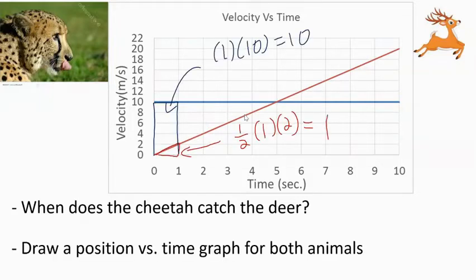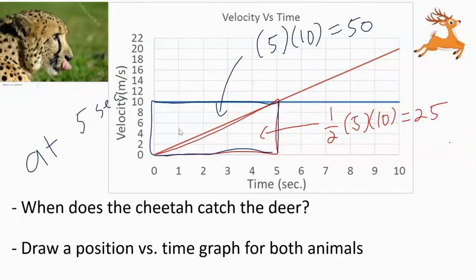We'll just start by looking at 1 second and what's happening at 1 second. So the displacement of the deer would be the area of this rectangle right here, the one that goes from 0 to 1 second. You can see there's a height of 10 and a base of 1, so 10 times 1 is 10, which means after 1 second, the deer has gone 10 meters. The cheetah, on the other hand, you would find the area of this triangle right here that's under the red line. And that's 1/2 base times height, which ends up being 1/2 of 1 times 2, which is just 1. So at 1 second, the deer is still way ahead of the cheetah.